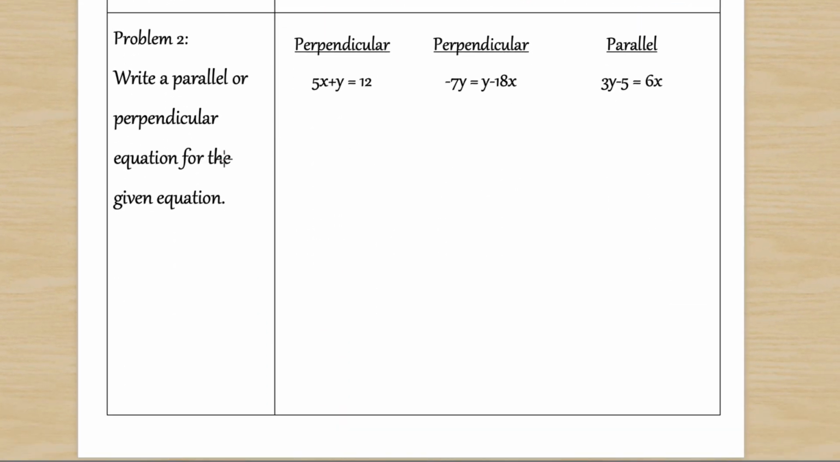For problem 2, it says write a parallel or perpendicular equation for the given equation. So the first one wants us to write a perpendicular equation from the equation 5x plus y is equal to 12. So the first thing we're going to want to do is switch this into slope-intercept form. Switching that into slope-intercept form would give us y is equal to negative 5x plus 12.